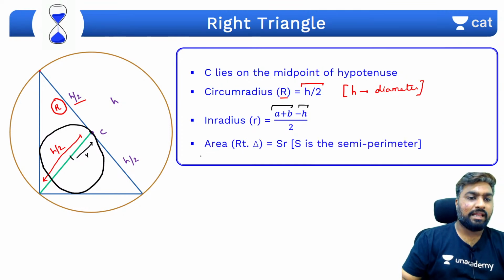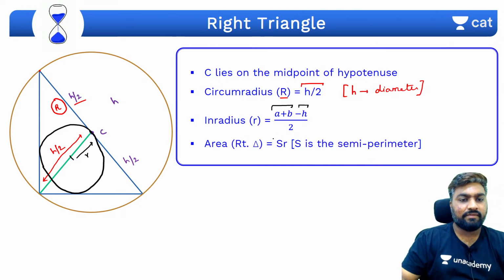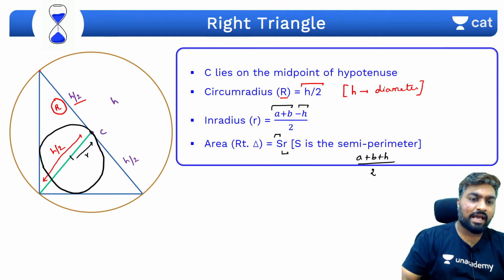And the area of any right angle triangle can be given as s into r, where s is the semi perimeter. a plus b plus h by 2 is the semi perimeter. What is your r? r is this: a plus b minus h by 2. Done. These are some properties specific to a right angle triangle.